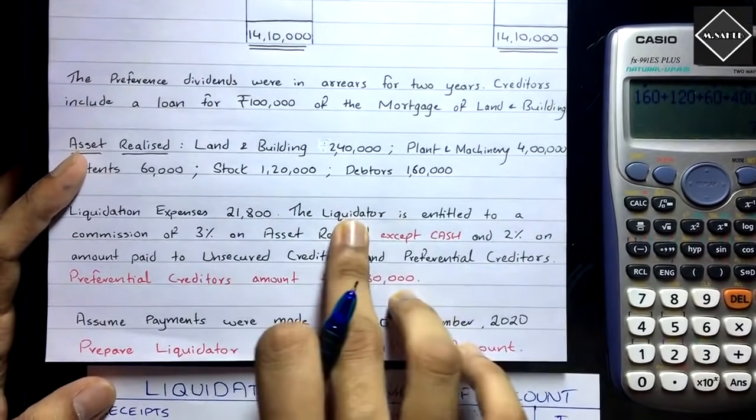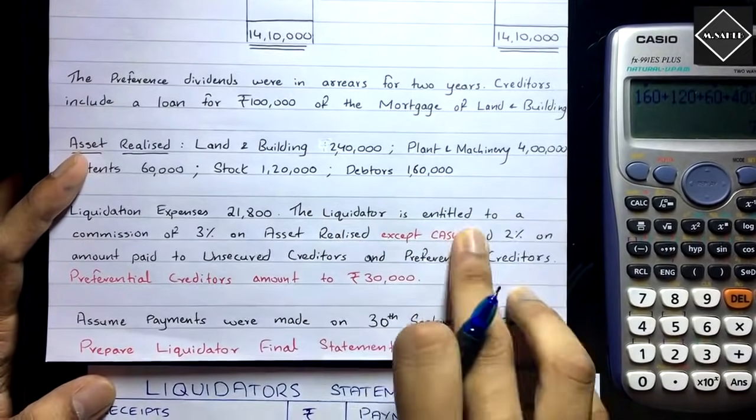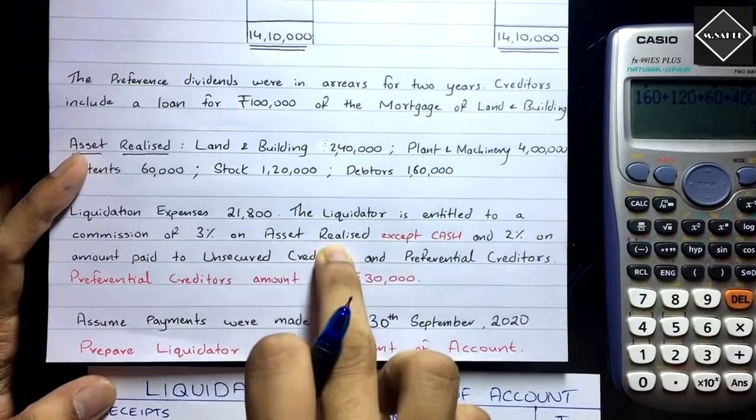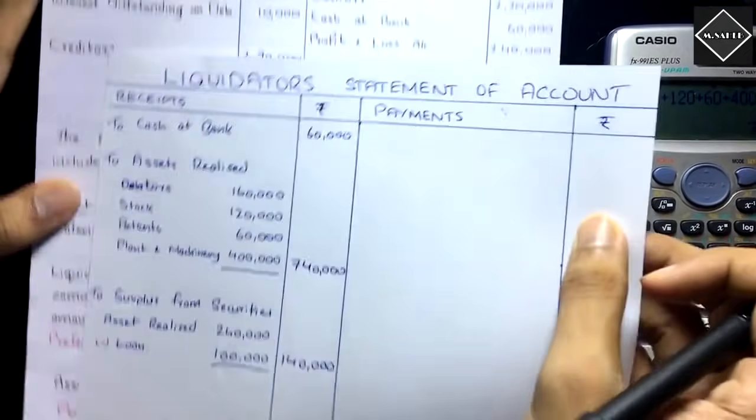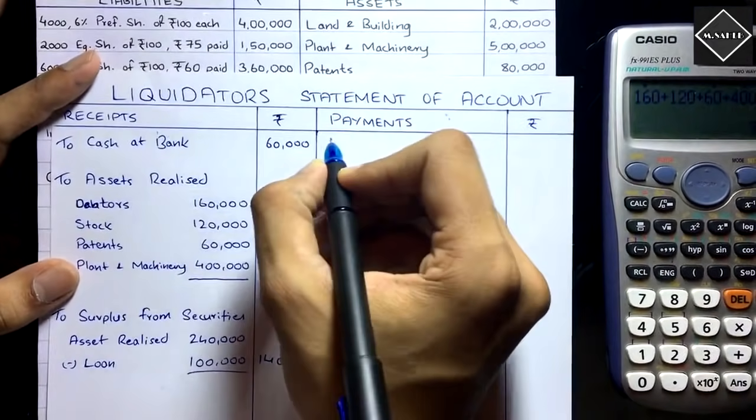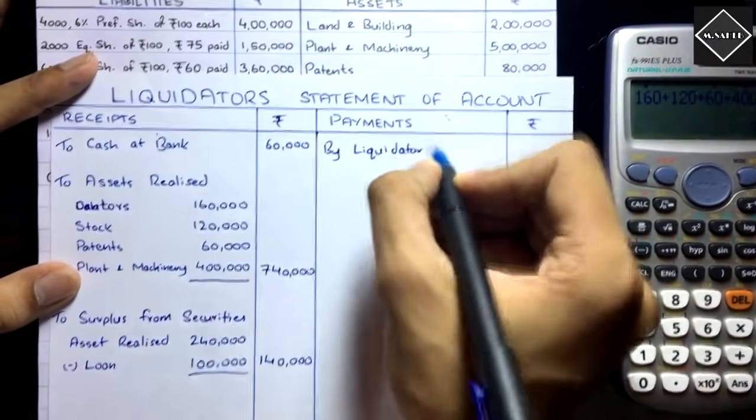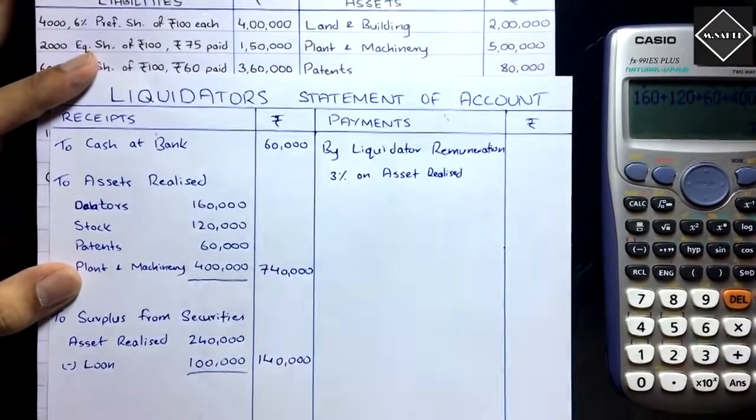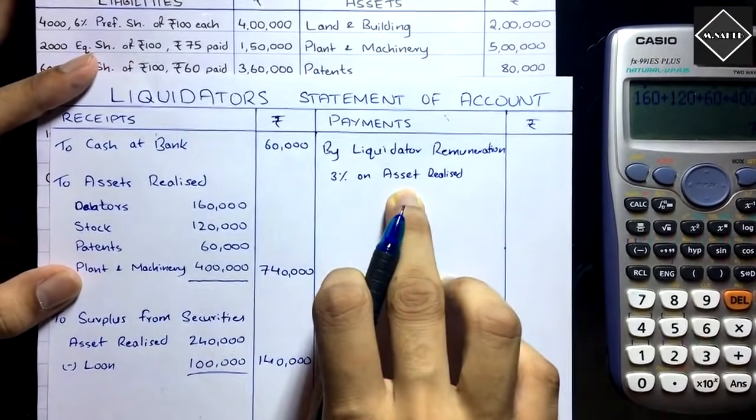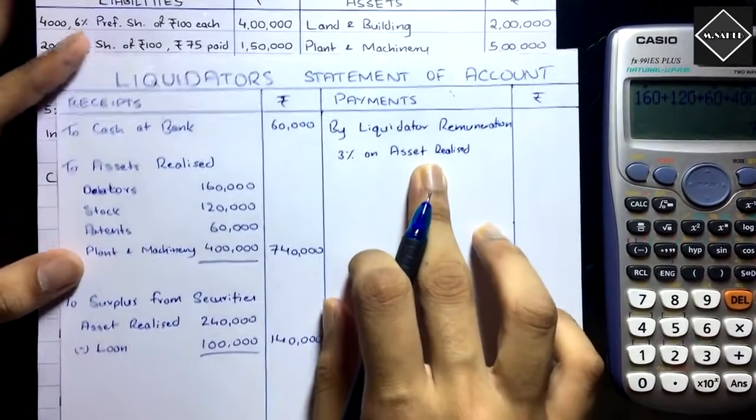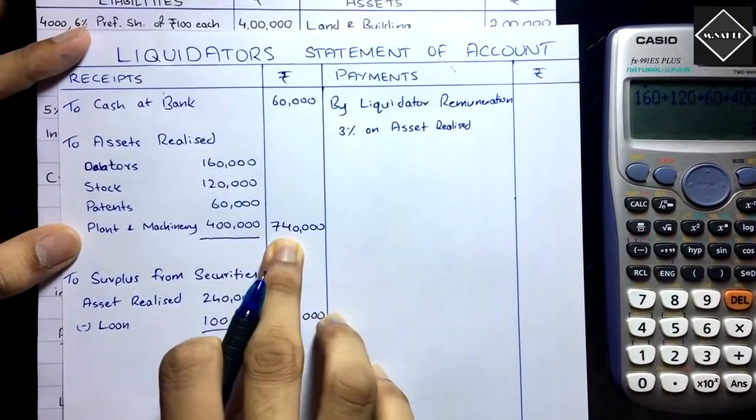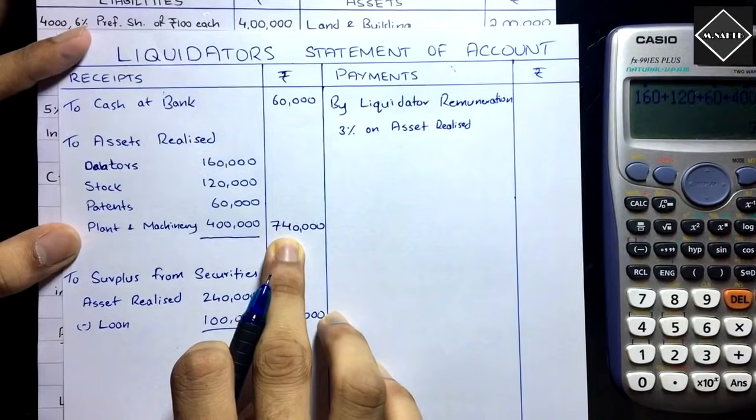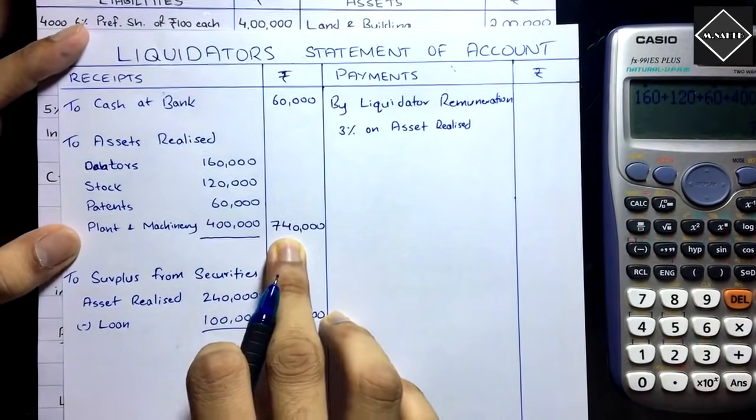So liquidator remuneration is, see here, the liquidator is entitled to a commission of 3% on asset realized. So let's do that first. See here, it's very simple. So let's take that. 3% on asset realized. But now you should know how much asset has been realized. See here, these are the total figure of asset realized. Is it? No, it's not. This is only the partial figure.